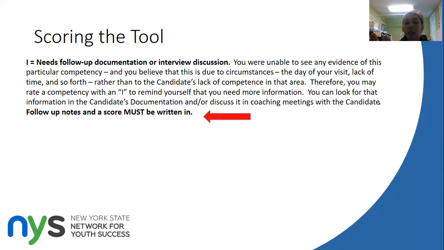The I really is just for you to remember to ask those follow-up questions or look for those follow-up notes. You must put notes in your tool once you've followed up with a candidate, and a score must be written in. So an I really is just for your reminder, but eventually you're going to need to put a number in that tool before you turn it in.